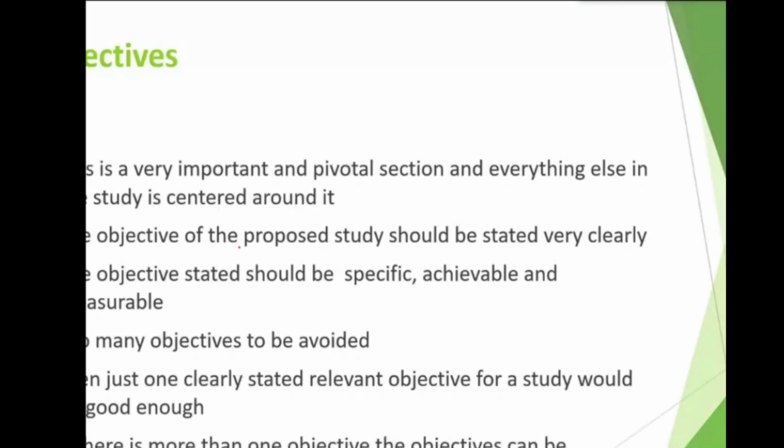Like, how do you define the objectives of your research? I have taken a simple example of an owl movement, but there can be lots of other things that you can study. Now, objectives are a very important and pivotal section, and everything else in this study is centered around it. For example, what you want to study is what you call the objective, and when this is stated, the rest of the proposal will flow along that line. That is why it is called the pivotal section, which is the most important section.